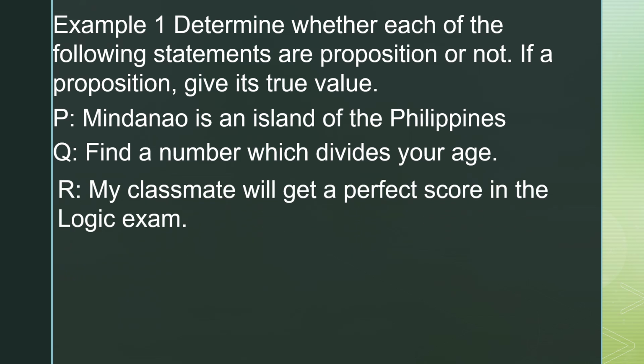Next, the proposition R: my classmate will get a perfect score in the logic exam. This statement is a declarative sentence. Although the truth value will only be known after the logic exam, we know that it can only be either true or false. Either your seatmate gets a perfect score or she has some mistakes, but not both.